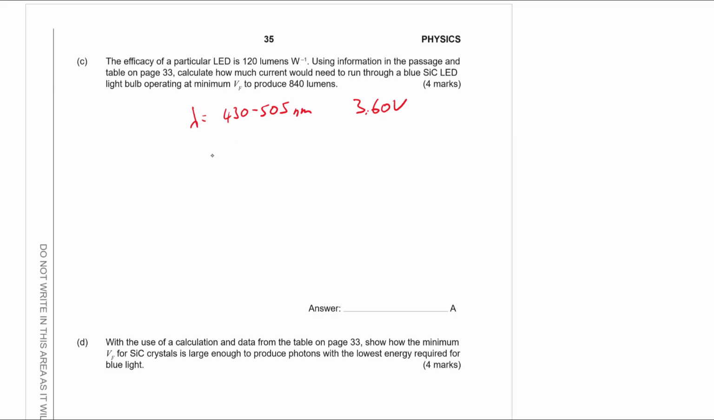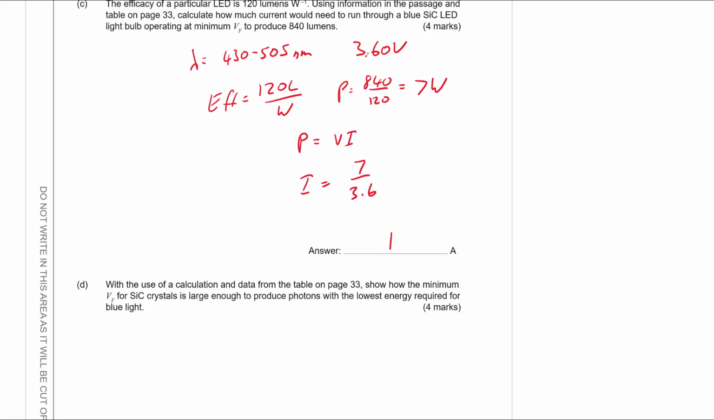So what that means is that if it's producing 120 lumens per watt and we need to produce 840, then the power we require is going to be 840 over 120, which is equal to 7 watts. So we need 7 watts of power, and we know that power is equal to VI. Rearrange that, and you end up with 1.94 amps.